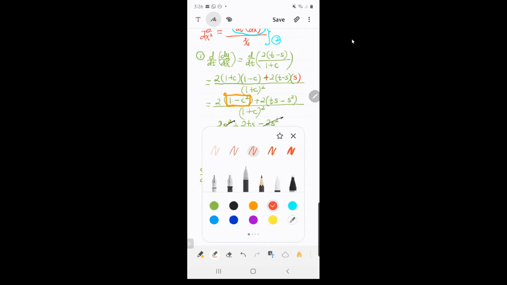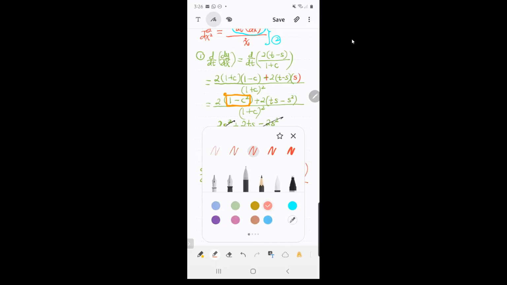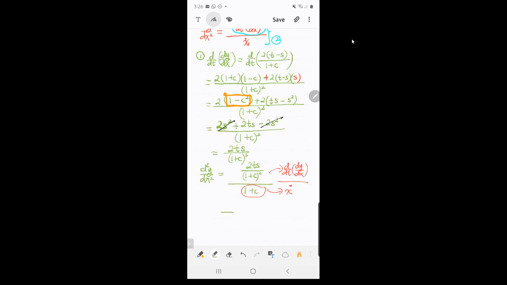Why is that so? Because the 1 plus c here is actually our x dot. This is actually our dt, dy, dx. So you have to remember to divide by the x dot. And therefore, that would give you the answer. Okay, so now you obtain the answer, which is 2ts divided by 1 plus c in the bracket cube. So now you have proven the result given.